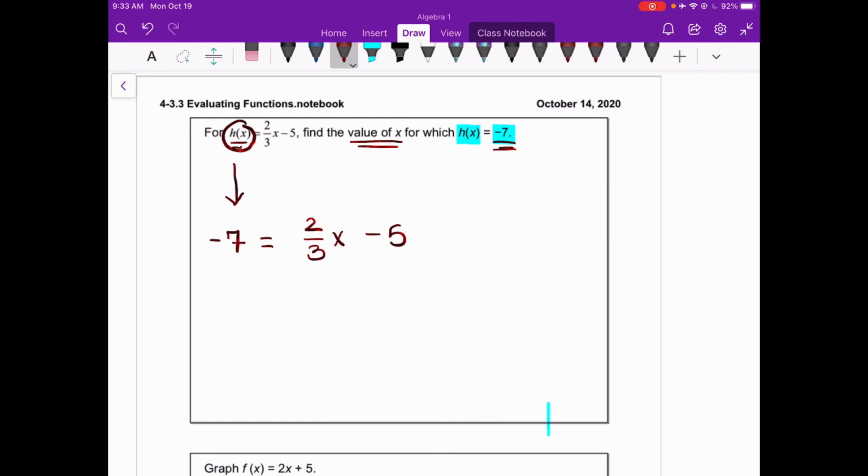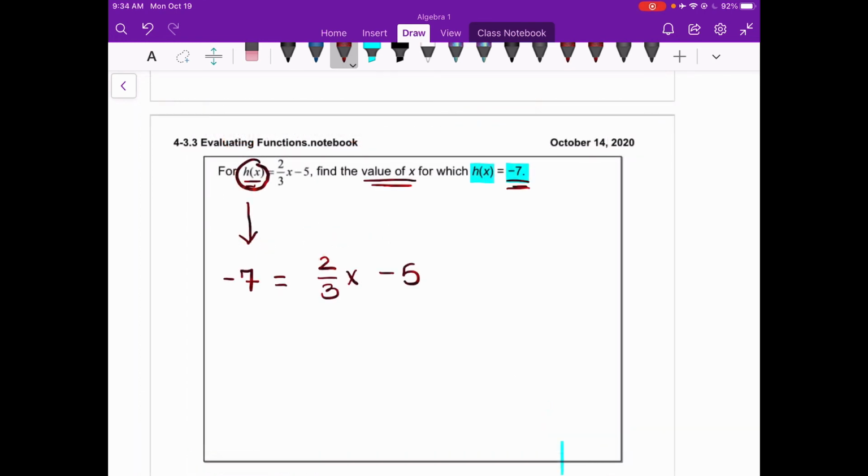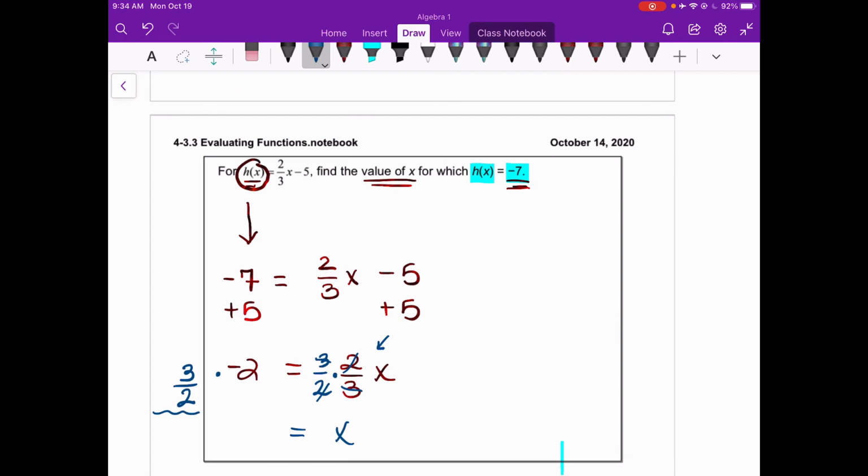So negative 7 is equal to 2 over 3x minus 5. Then attempt to get x alone. Isolate that. When you try to isolate x, you have to start by adding 5 to each side. So you have negative 2 equals 2 over 3x. To remove that fraction in front of the x, multiply by the reciprocal, the opposite, flip it, to both sides. On the right here, these will all cancel, and you'll have x is equal to, and I'm going to show you this on a calculator.